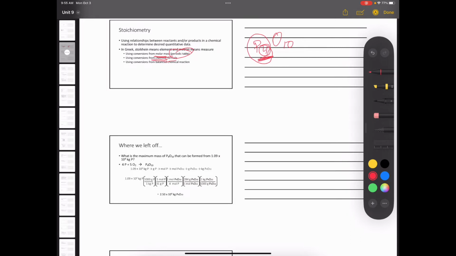And then what we are going to look at this time is conversions using a balanced chemical equation. And that's the concept that's sort of new to us, and we will do some practice in Unit 9. So we will balance the chemical equation, and based on the balanced chemical equation, we are going to do some conversions between the amounts of products and amounts of reactants.